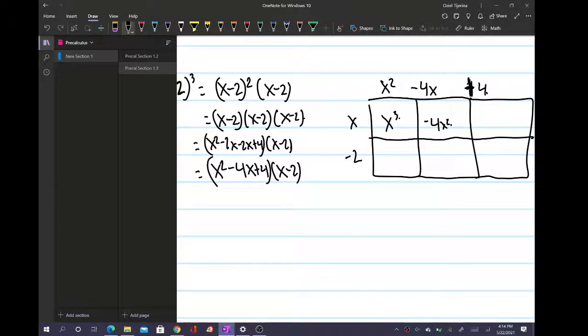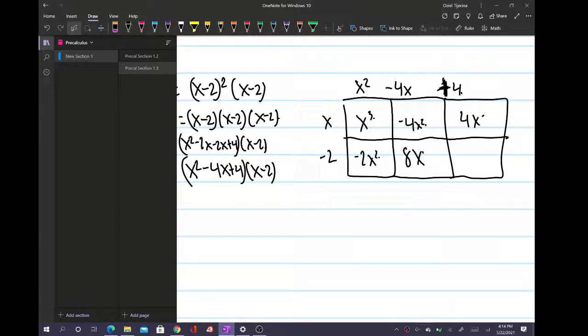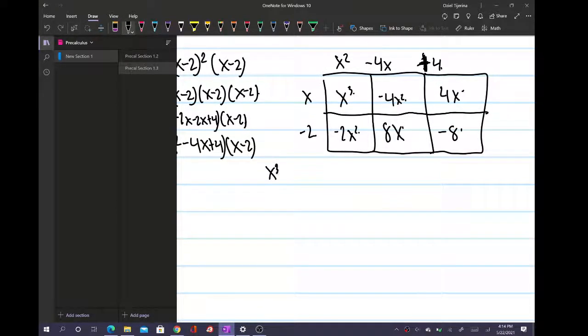Is a plus 4 times x is 4x, and then x squared times negative 2 is negative 2x squared. Negative 4x times negative 2 is positive 8x, and then 4 times negative 2 is negative 8, right? So then we have x cubed minus 4x squared plus 4x minus 2x squared plus 8x minus 8.